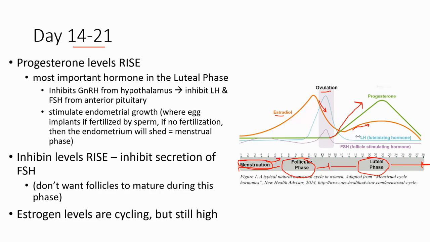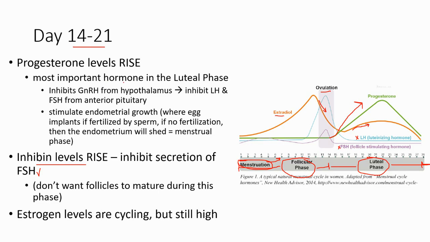But take a look, luteinizing hormone is going to back off, and follicle stimulating hormone is going to back off because gonadotropin releasing hormone is no longer being secreted, okay? So the rise of inhibin inhibits the secretion of follicle stimulating hormone. We don't want any more follicles coming along because we're still dealing with the one we just ejected, right? Estrogen levels are cycling, but they're still high.